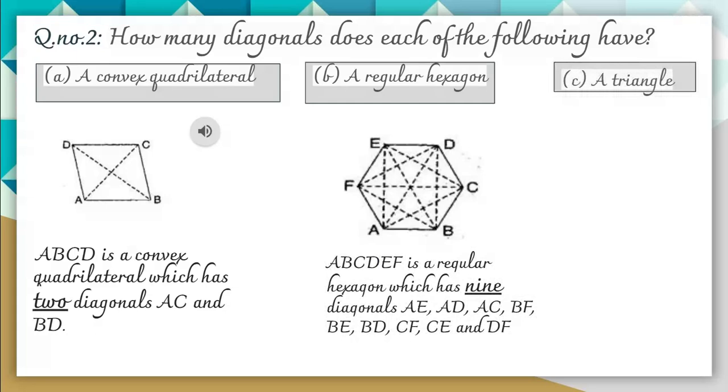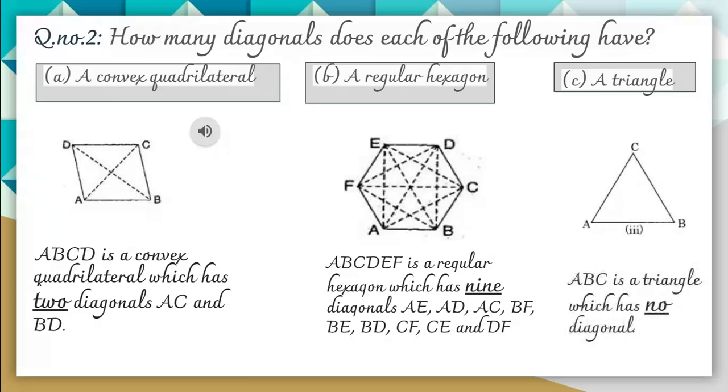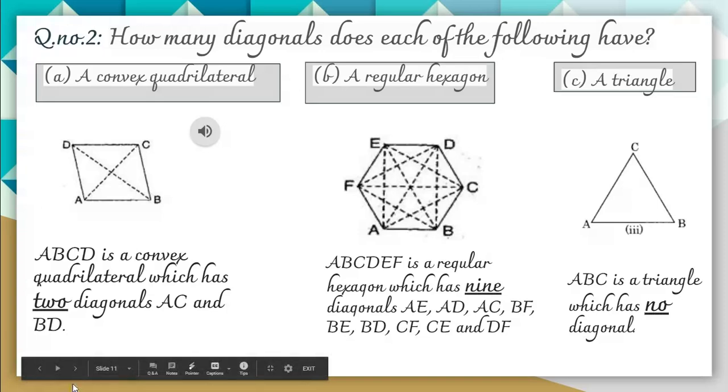Does a triangle have any diagonal? No, because it has no non-consecutive vertices, isn't it? We cannot connect it with any other vertices. So that is why a triangle does not have a diagonal. So the answer is 0. Clear?